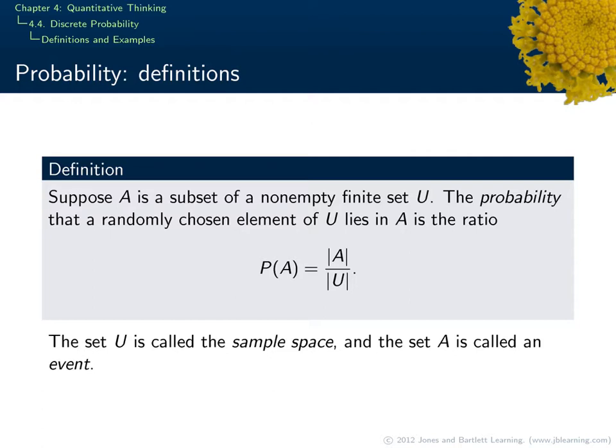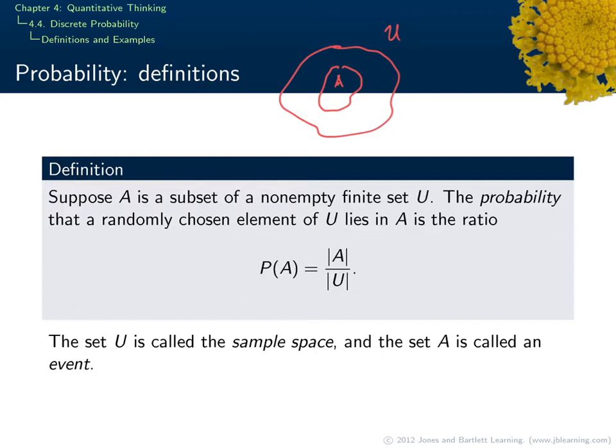We define probability in terms of sizes of sets. So we start with a finite set U. So let's suppose this is U. And then we choose a subset A of U. So maybe this is A in here.